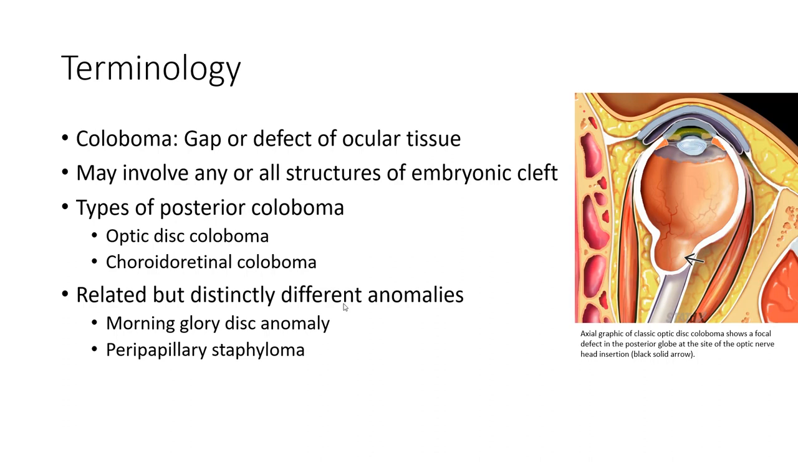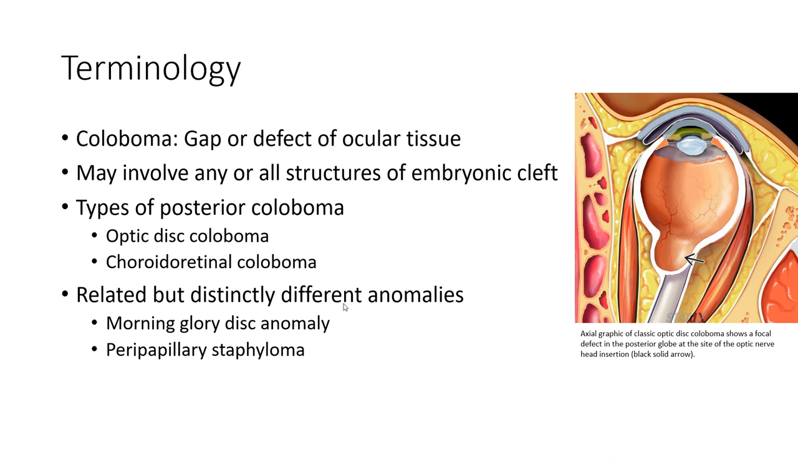Coloboma is a gap or defect of the ocular tissue, and may involve any or all structures of the embryonic cleft. Types of posterior coloboma: optic disc coloboma, choroidal retinal coloboma. A related but distinctly different anomaly is morning glory disc anomaly, with papillary staphyloma.